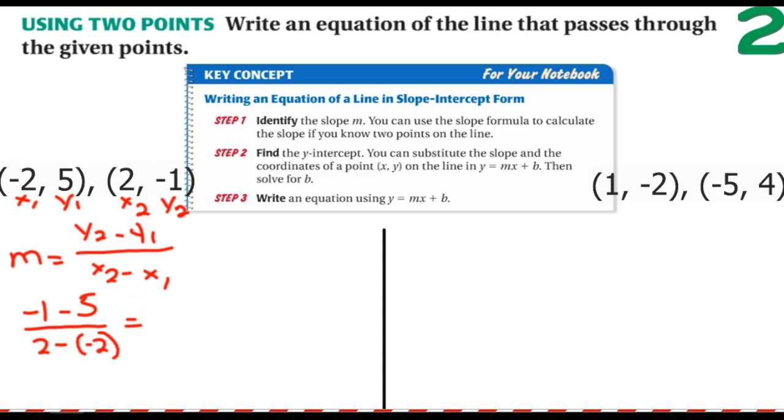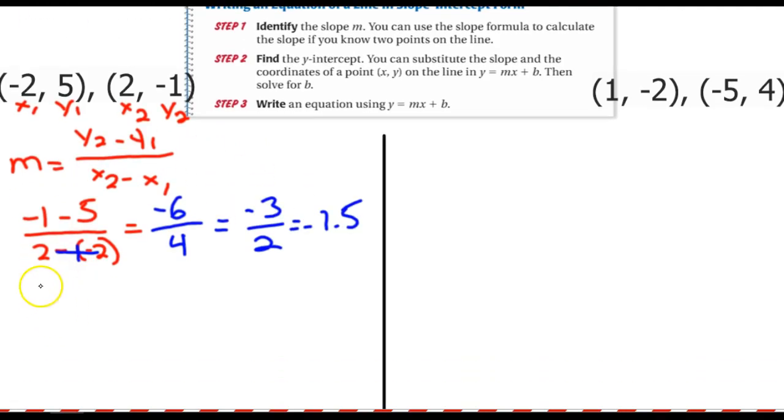So what we get then is negative 1 minus 5, which gives us negative 6, over 2 plus 2, because two negatives in a row make a plus sign. So 2 plus 2 gives us 4. In simplest form then, that is a negative 3 over 2, or negative 1.5. So this is our slope. So we know that y equals negative 1.5x plus b. So what we need to do then is find the y-intercept.